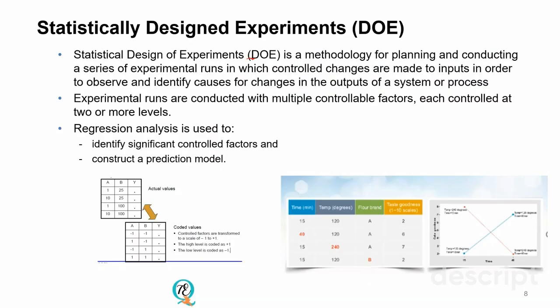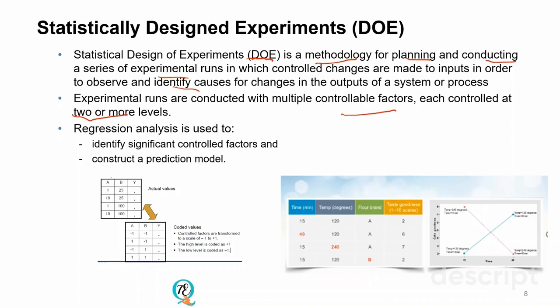A statistically designed experiment, also known as DOE, is a methodology of planning and conducting a series of experimentation runs with controlled changes in the inputs X in order to observe or identify how it changes the outputs, or the response, or the results. The experimentation runs are conducted with multiple control factors at the same time, and they can be controlled at 2 or 3 levels of the factors, and are designed into a table, and the experiment is run.